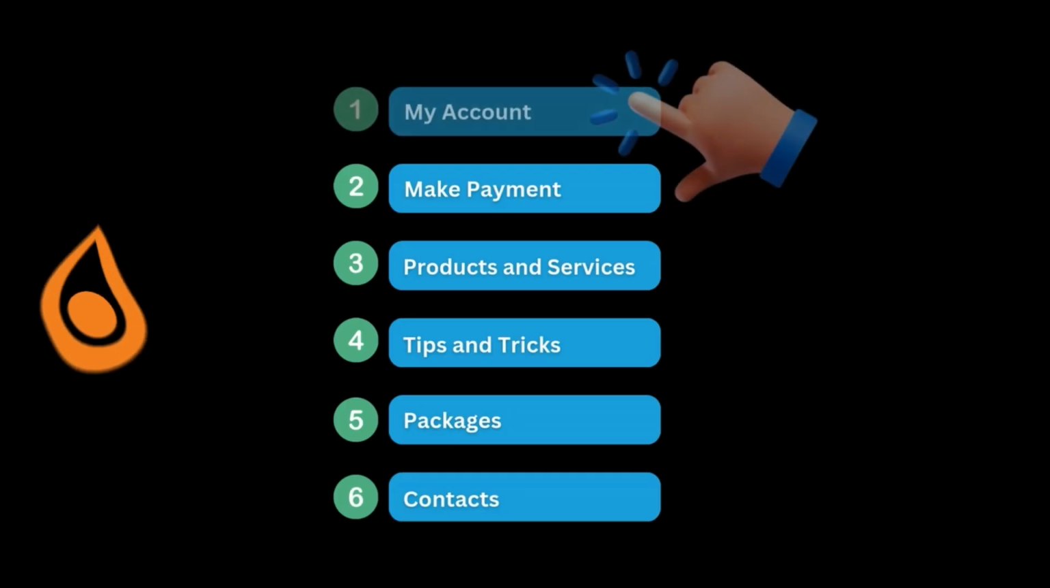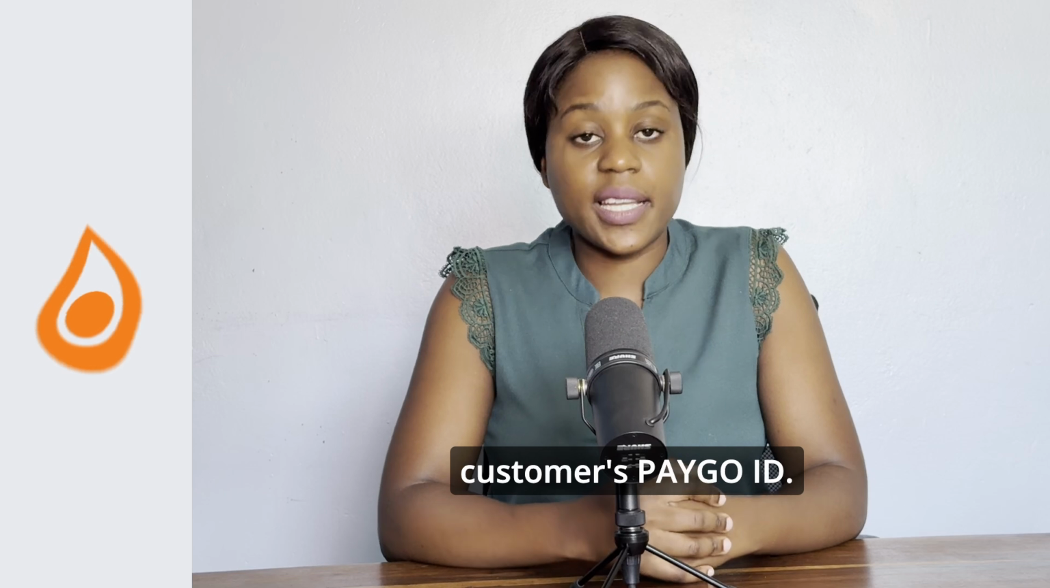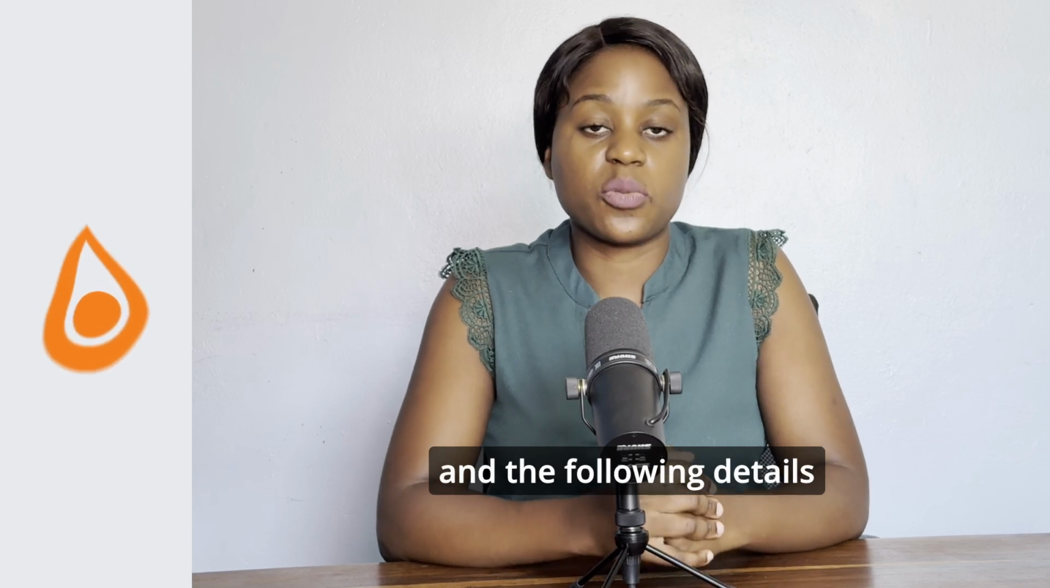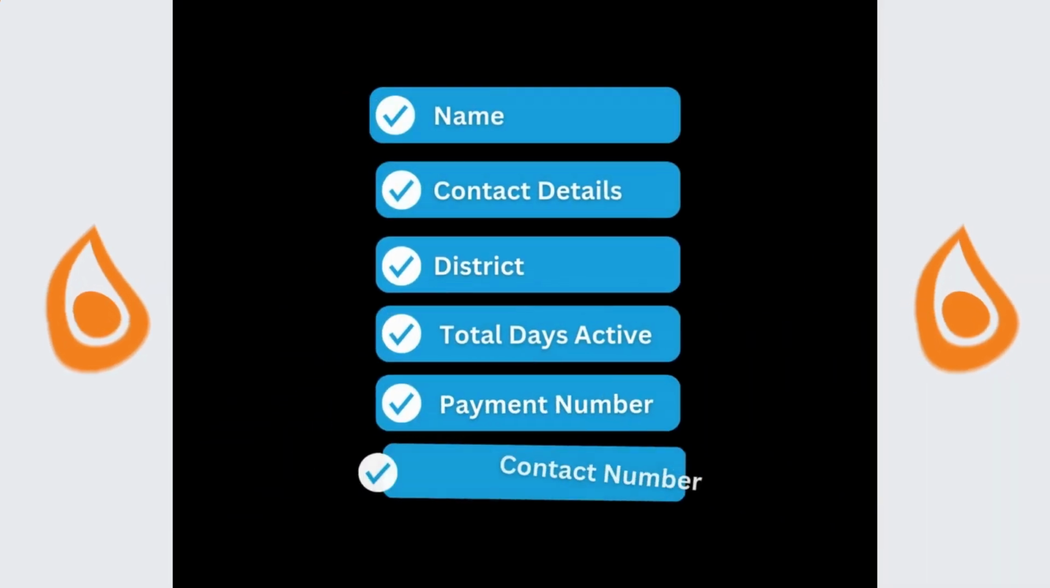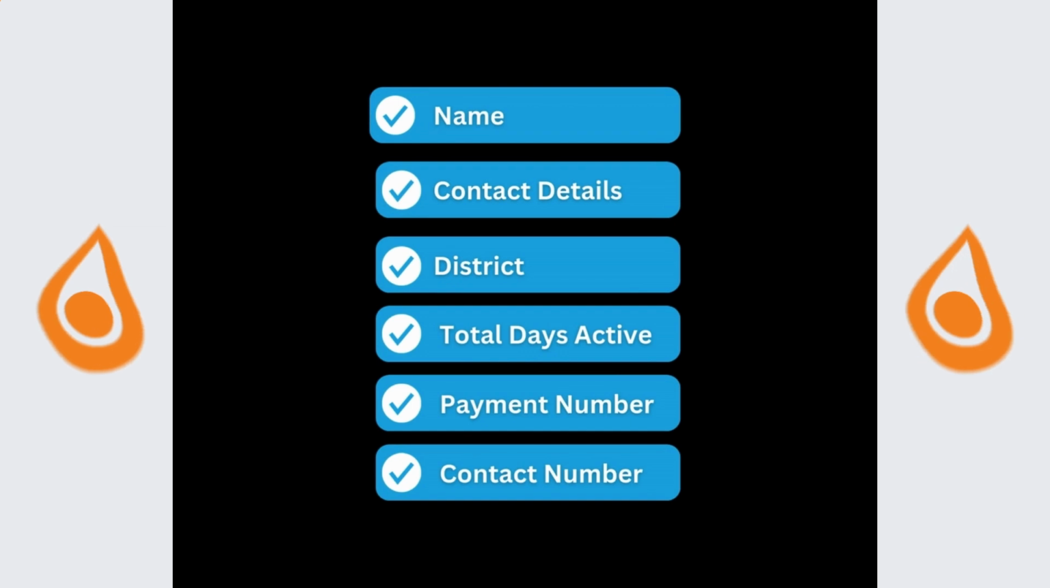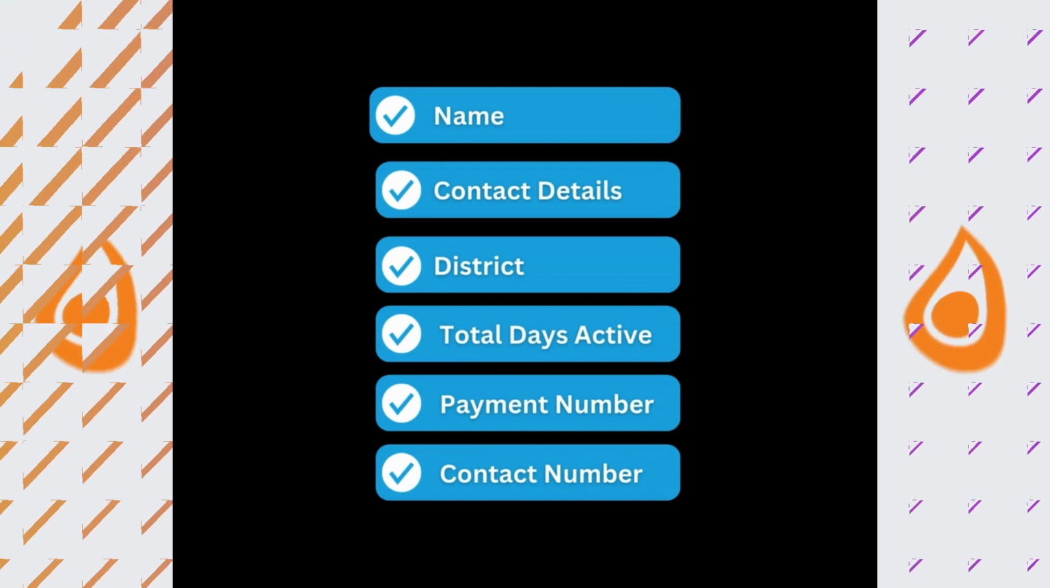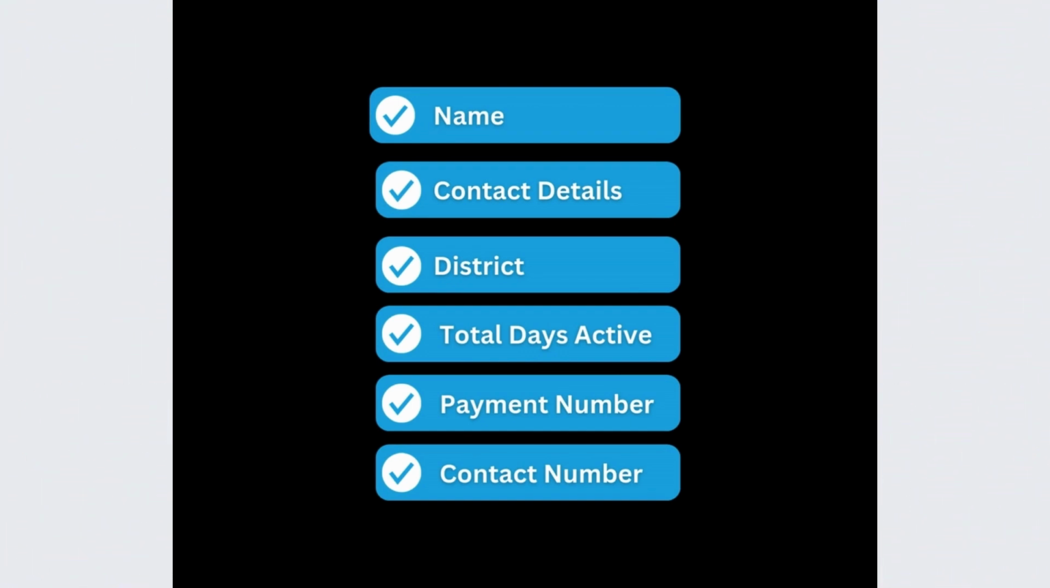Option 1 is My Account. Here, you can view important information such as account details. Select option 1 from the list to view account details and enter the customer's PayGo ID, and the following details will appear: name, contact details, district, total days active, payment number, and contact number.